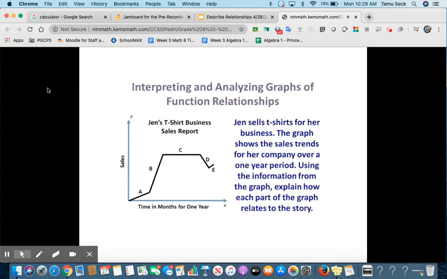We are now going to interpret and analyze graphs of real-world function relationships. Jen sells t-shirts for her business. The graph shown on the left of the screen shows the sales trends for her company over a one-year period. Using the information from the graph, explain how each part of the graph relates to the story.